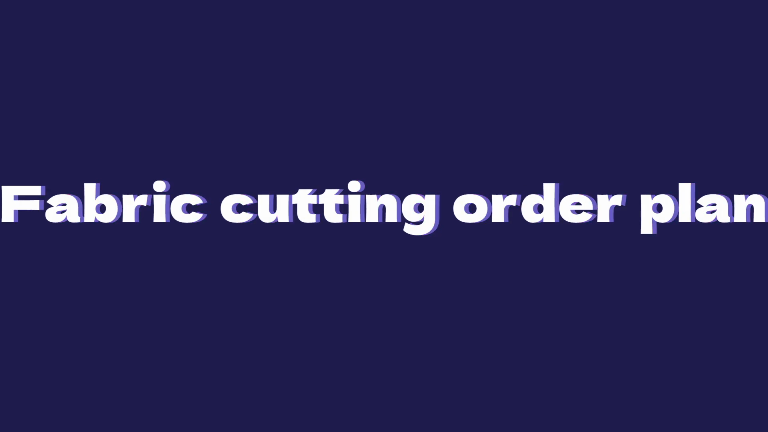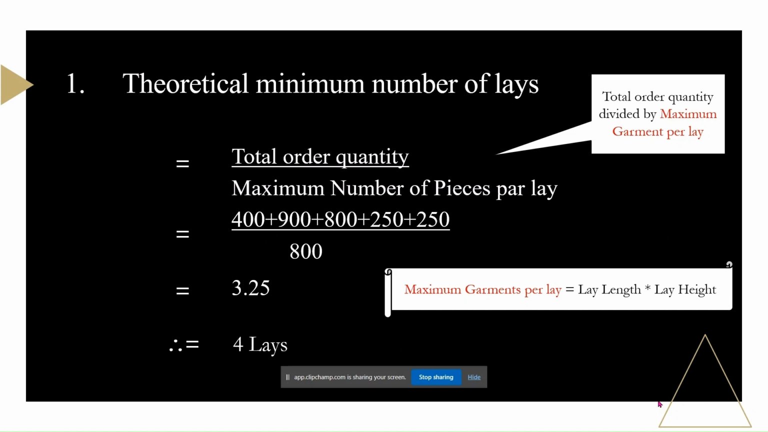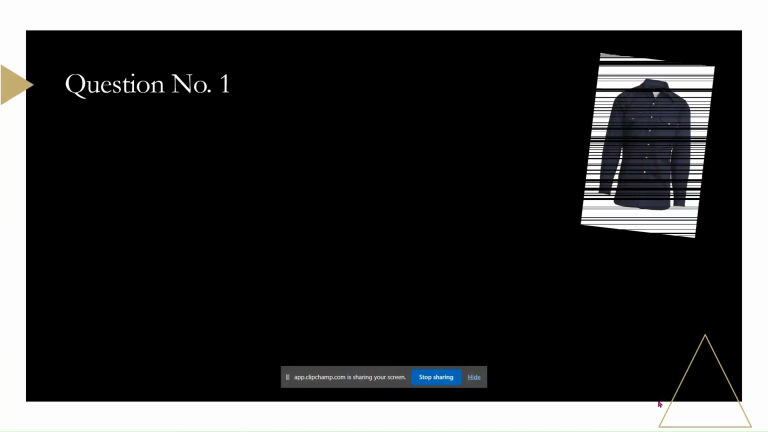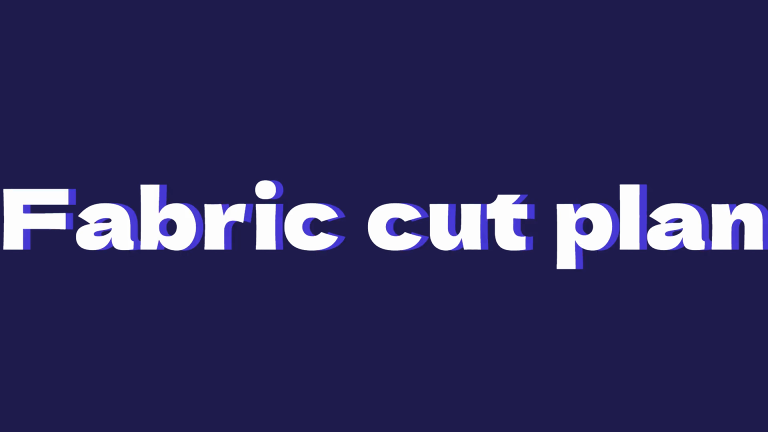Okay, in my previous lesson on this cut order plan, we discussed this question, question number one. These are the quantities, and these are the details. Both the first and second questions, I answered and explained. Now today, I am going to explain what the cut plan is and how many duplicate markers are required.